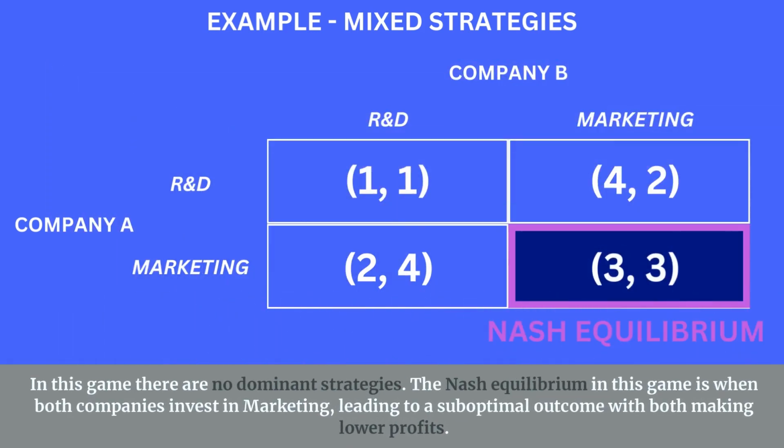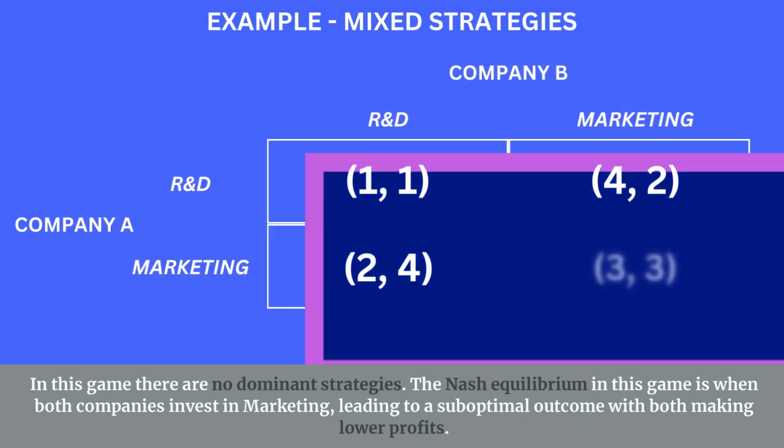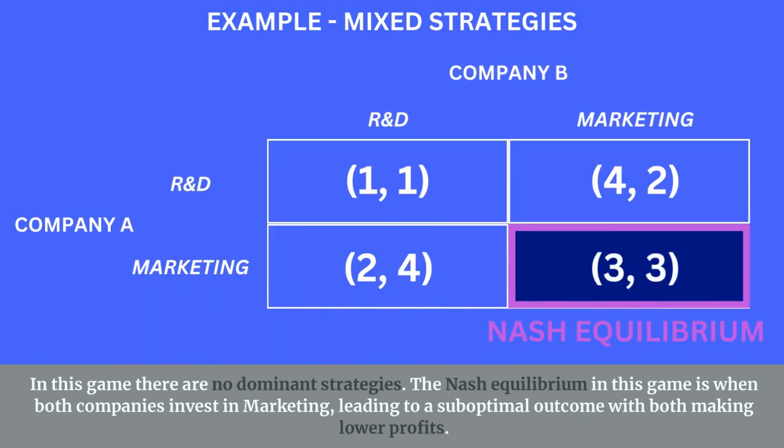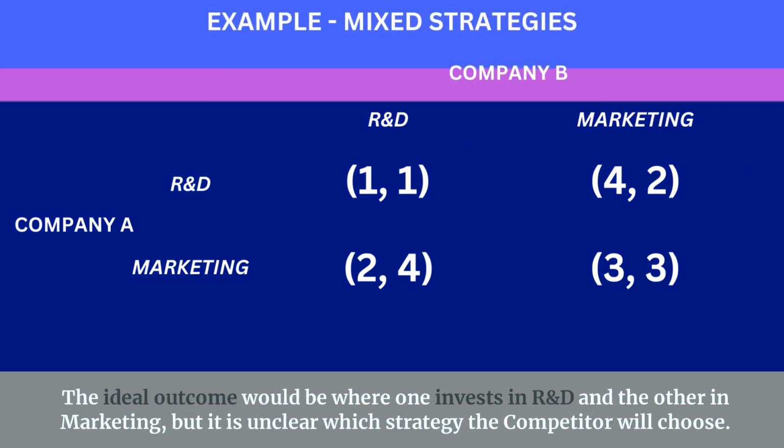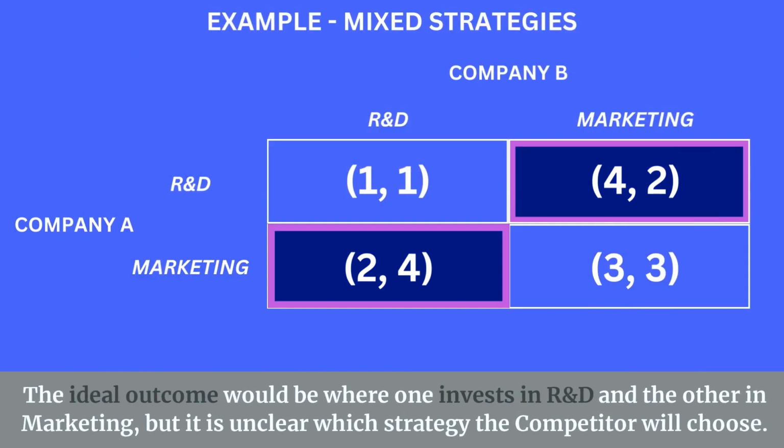In this game there are no dominant strategies. The Nash equilibrium in this game is when both companies invest in marketing, leading to a suboptimal outcome with both making lower profits. The ideal outcome would be where one invests in R&D and the other in marketing, but it is unclear which strategy the competitor will choose.